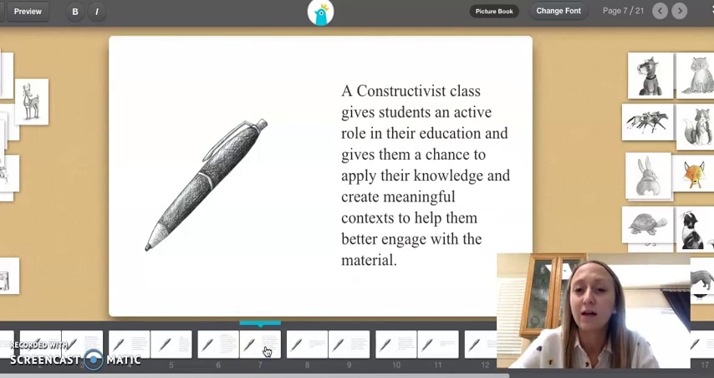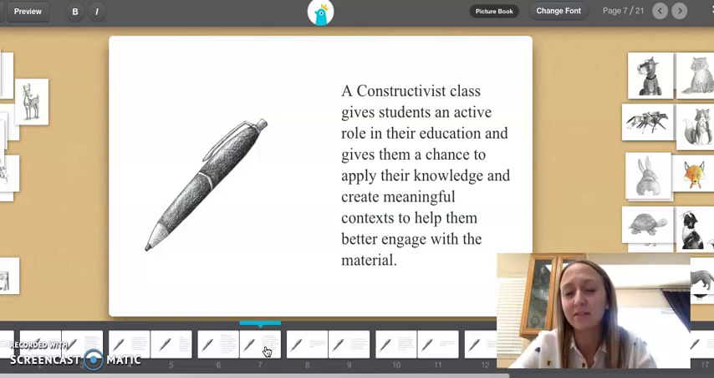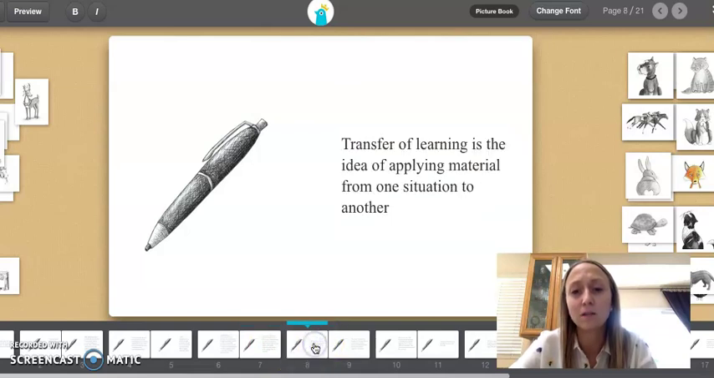Additionally, a constructivist class gives students an active role in their education. In a traditional classroom, a student would be much more passive, and the instructor is giving them direct instruction, and they're just supposed to take what they're learning and spew it out. But in a constructivist class, students are given the opportunity to apply their knowledge and create meaningful contexts to help them better engage.